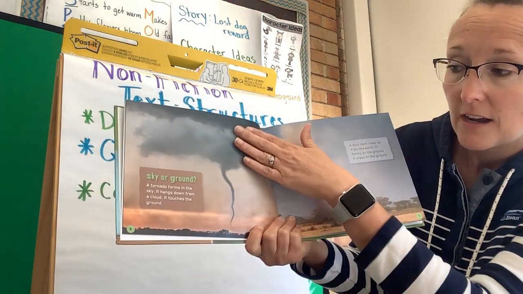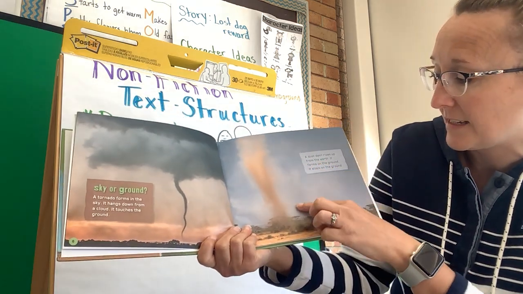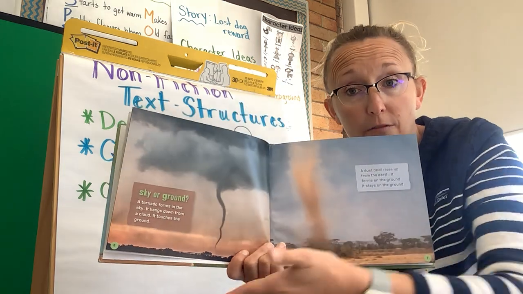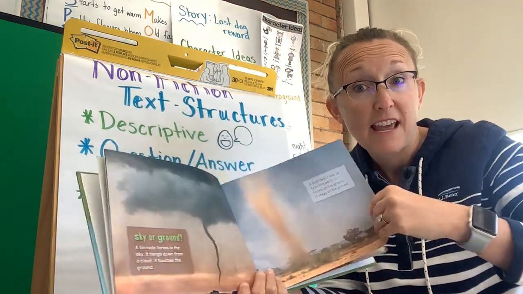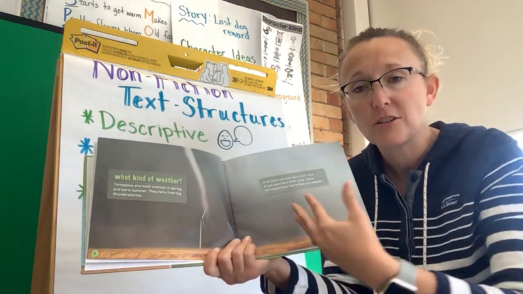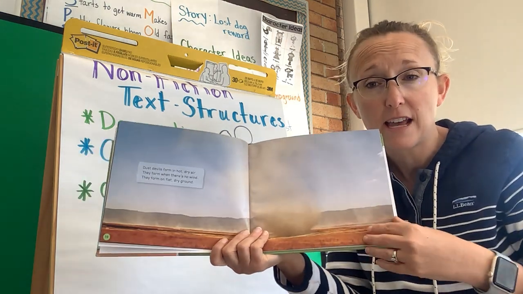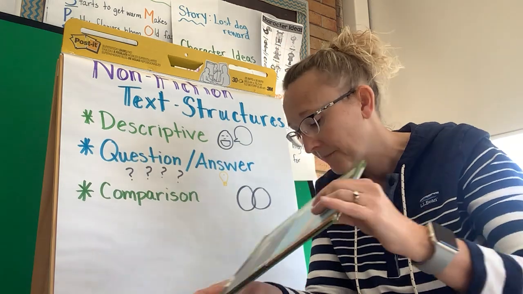Sky or ground. A tornado forms in the sky. A dust devil rises up from the earth. This one comes down. This one goes up. See how they're different? So each page they're kind of talking about how they're the same or how they're different. This is how they're formed. Okay? That one's about that.